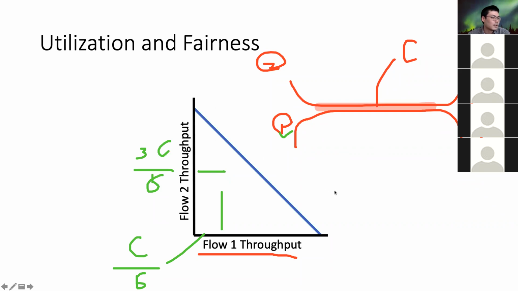And this is the line where throughput 1 plus throughput 2 is exactly the capacity. This is the capacity, x plus y equals C. This is x plus y, which means the capacity is exactly equal to C. This point is below C. This is 80% of C.